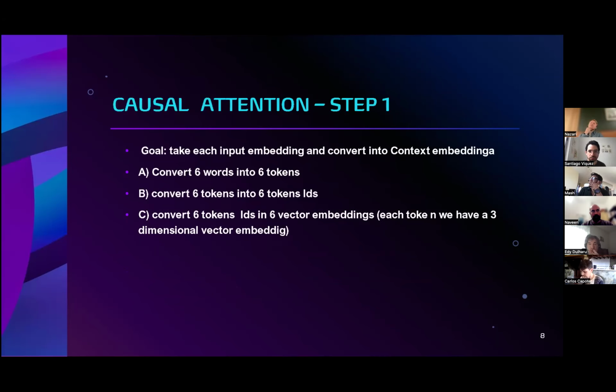Okay. Now I'll need to run the code. Let me see how I can share my second screen now.